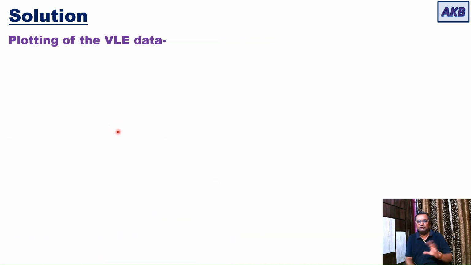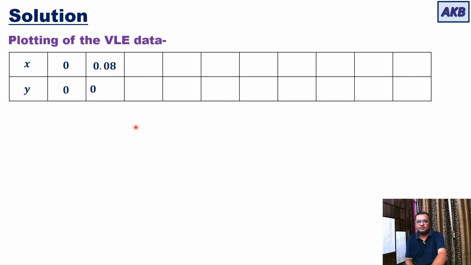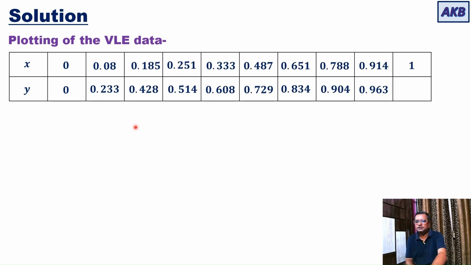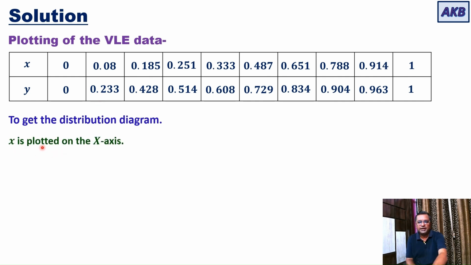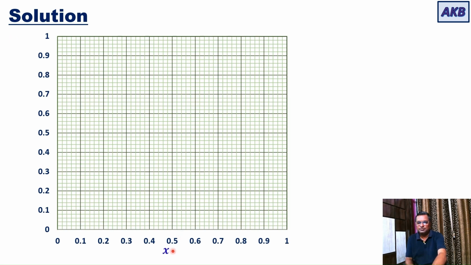Next step is VLE data is directly provided to us. So we are going to plot it. This is the VLE data that is provided to us. So what is our task? We are going to get the distribution diagram by plotting this. And for getting the distribution diagram, we are going to plot X on the X axis and Y on the Y axis. On the X axis the scale is 1 centimeter is equal to 0.1, and on the Y axis also the scale is 1 centimeter is equal to 0.1.